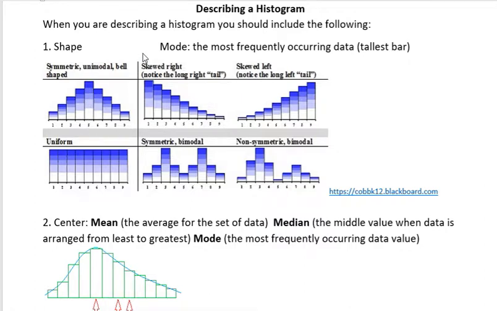When we talk about mode, we're talking about the most frequently occurring data. So it's the tallest bar in a histogram. So you can see sometimes there's 2 different bars that stand out, where other times there's just 1. So the shape is an important factor.